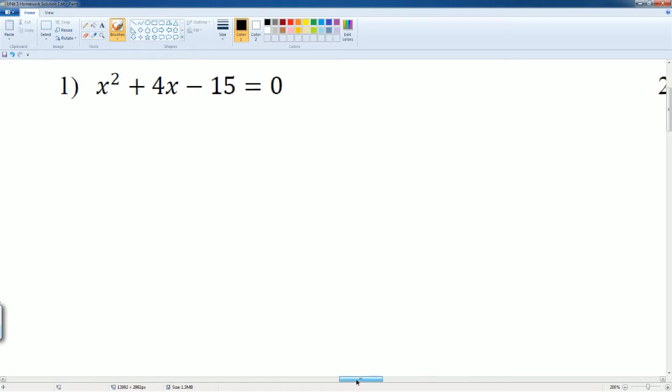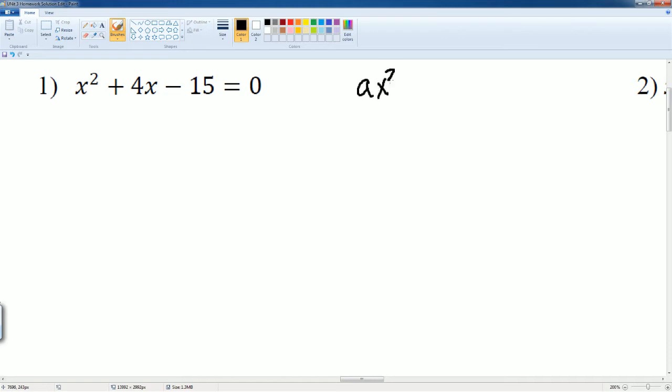Alright, so let's do number 1 here. Remember, we can only complete the square when it looks like ax squared plus bx, okay? So we have to move that constant over. So we're going to add 15 to both sides. This gets you now x squared plus 4x is equal to 15. We can now complete the square.